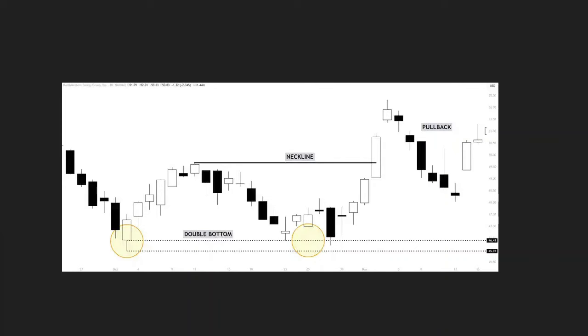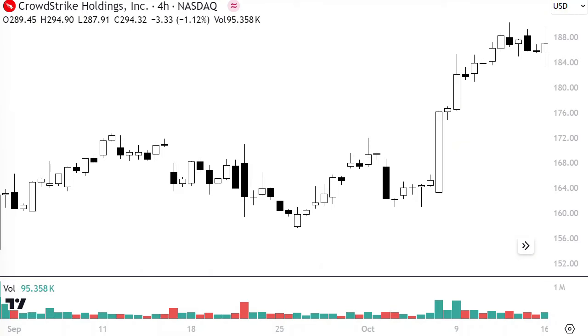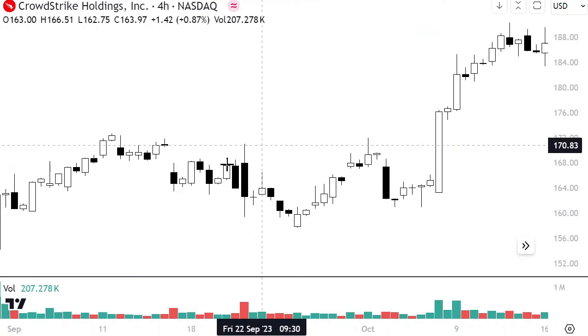And volume is also important. When you're looking at these, you want to see lower volume as the right side of the double bottom, for example, is put in place. But again, let's take a look at what they really look like. And they're not always pretty. And we can see it right here.